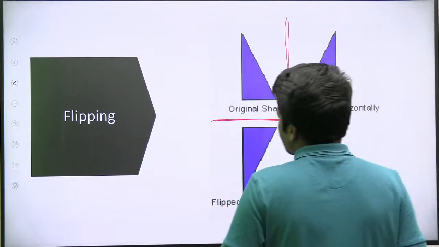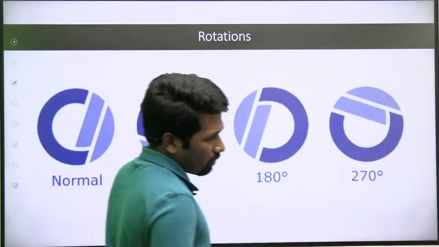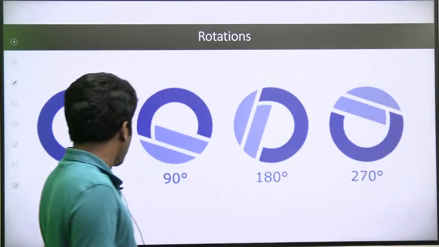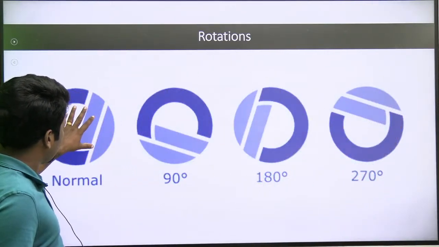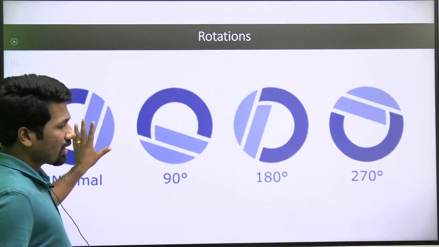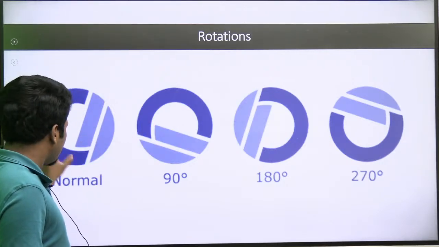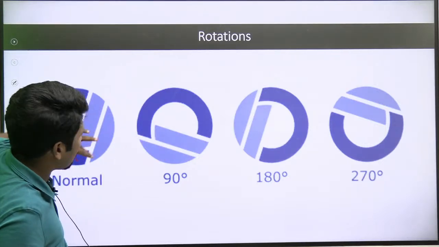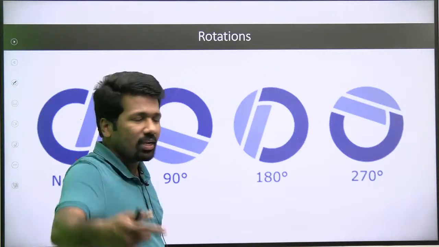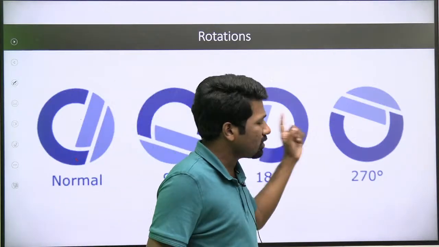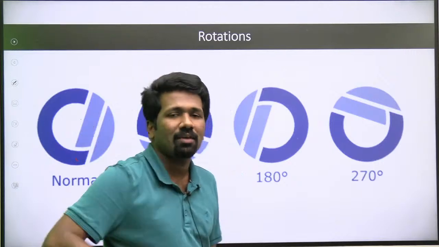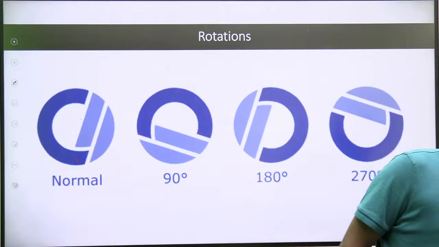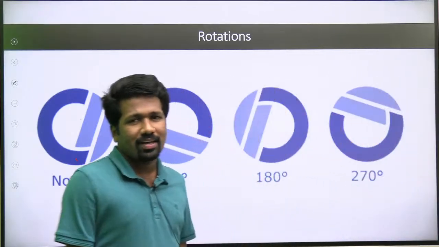Then what is rotation? You know the word rotation. Rotation can be clockwise or anti-clockwise. If this is a normal image, I am taking an image so that you will be more clear when you are rotating it. If you rotate it by 90 degrees, this part will come here. 180 degrees means 90 twice, 270 means 3 times, and 360 degrees means the same image will come. So that is rotation. It is clear what rotation is, right?